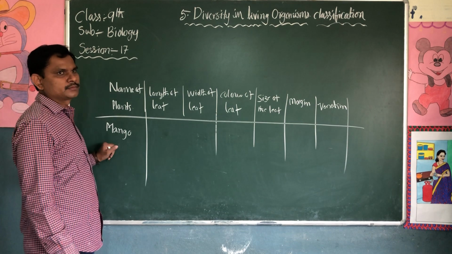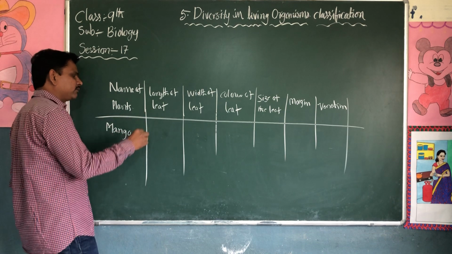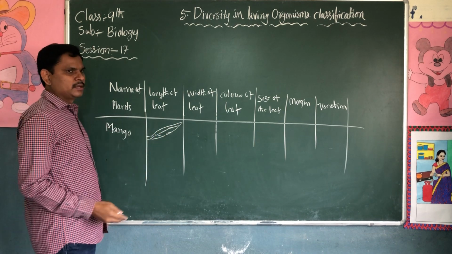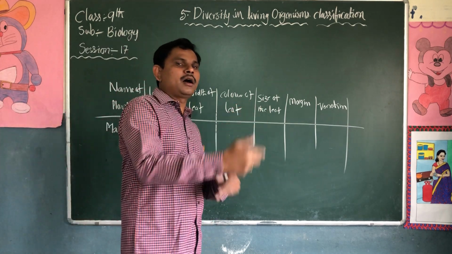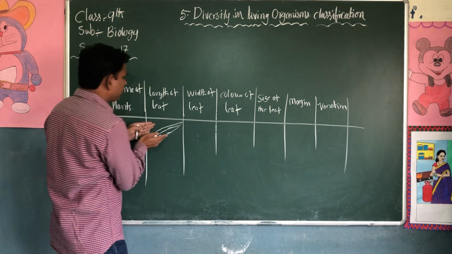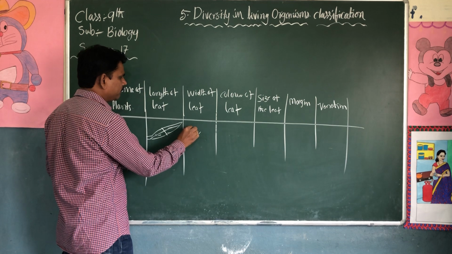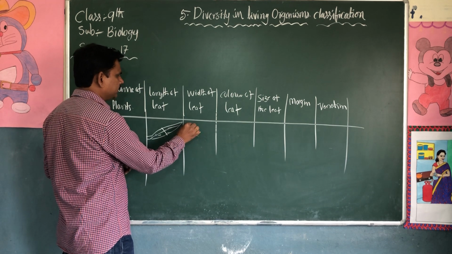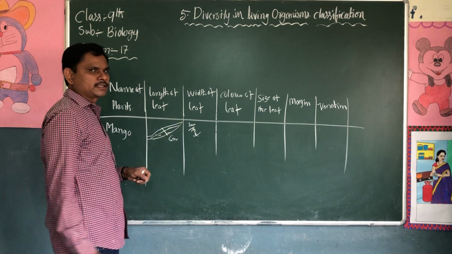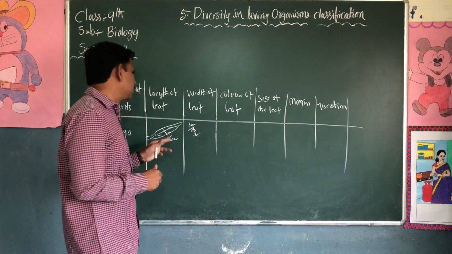I'm writing: length of the leaf. What is the length of the leaf? It's very narrow. It's a very long leaf, as we can see in mango. But the width is very small compared to the length, around 3 centimeters. If it is 6 or 7 centimeters long, the width is like 2 to 3 centimeters.